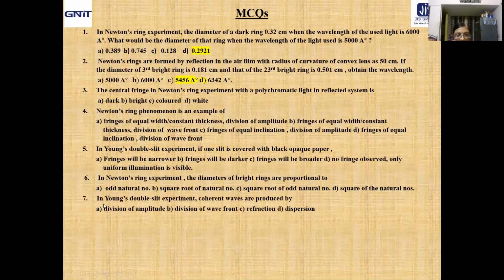Question number 7. In Young's double slit experiment, coherent waves are produced by division of amplitude, division of wave front, refraction, or dispersion. Obviously, division of wave front is the correct answer for Young's double slit experiment.